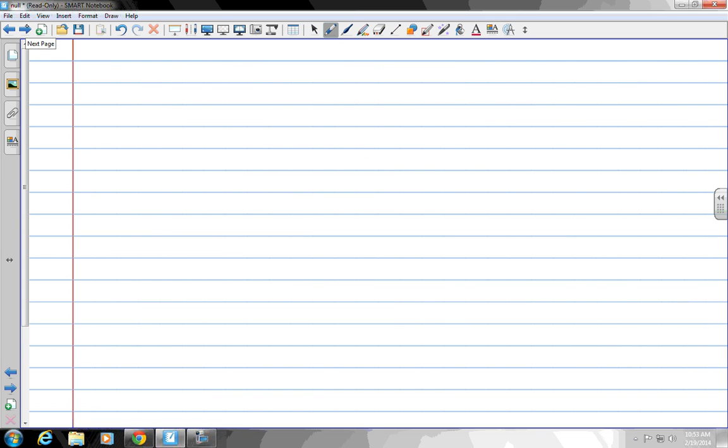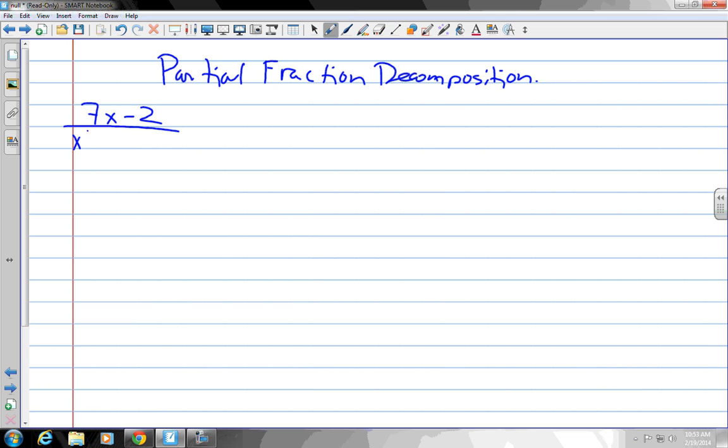So is that what I want to do next? Yes. So that's what we call the partial fraction decomposition. So I want to take 7x minus 2 divided by x squared minus x minus 2.